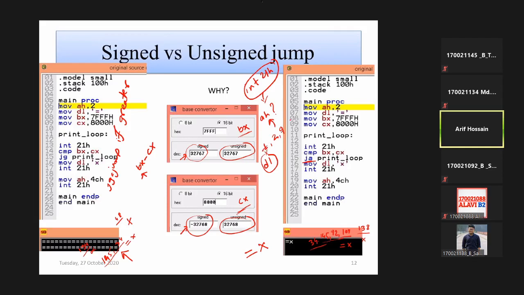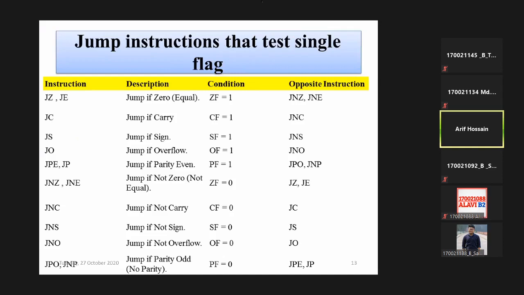Up to this, is it clear? Yes, sir. Any question? No, sir. Okay, so let's move on. Now, these are simple jump instructions that test a single flag. Like, if you look at the previous examples, you see that we normally had two conditions. I mean, we had two registers.